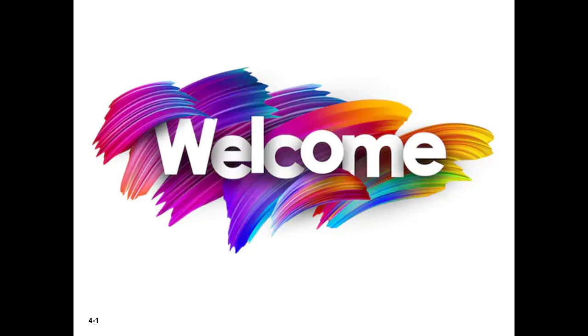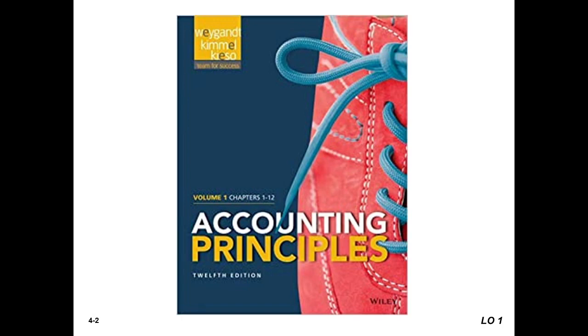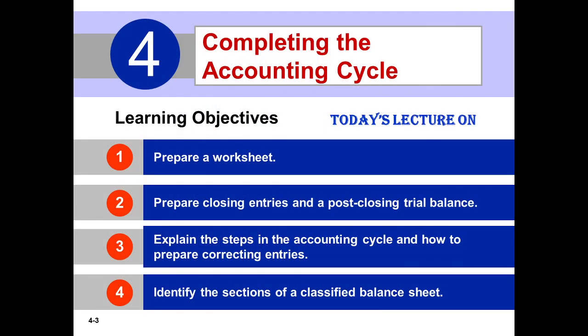Welcome. We are following this book, Accounting Principles. Just today, we are going to start completing the accounting cycle. These are our learning objectives. Number one, prepare a worksheet. Number two, prepare closing entries and a post-closing trial balance. Number three, explain the steps in the accounting cycle and how to prepare correcting entries. Number four, identify the sections of a classified balance sheet. These are the four objectives of this chapter. The chapter name again, I repeat, is Completing the Accounting Cycle.